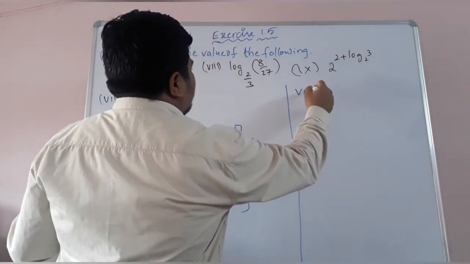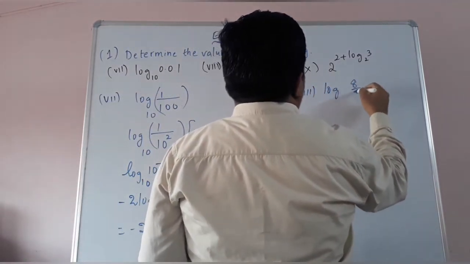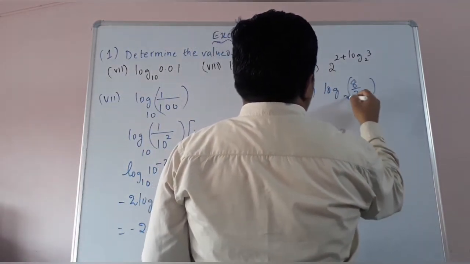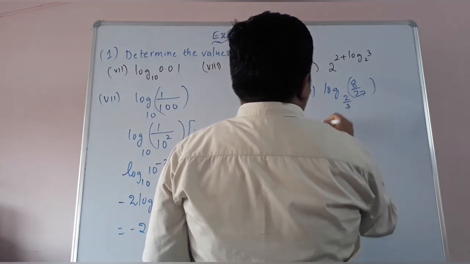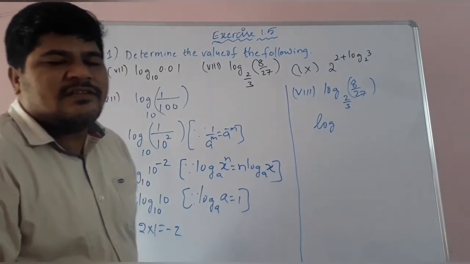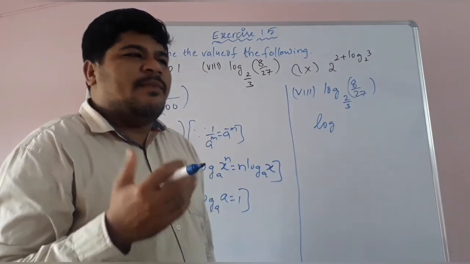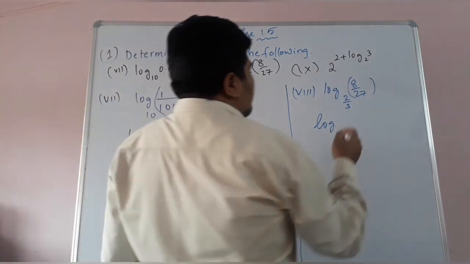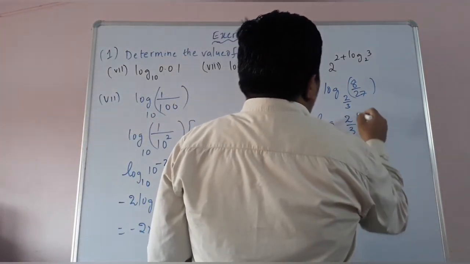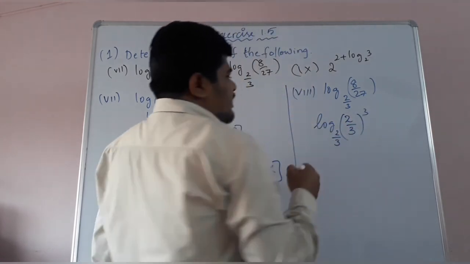Problem number 8. Log of 8 by 27 with base 2 by 3. Okay, so children, this 8 by 27 can be written as 2 cube by 3 cube, right? 8 can be written as 2 cube, 27 can be written as 3 cube. So a power n by b power m, is equal to what? a by b whole power m. So this 8 by 27 can be written as (2 by 3) whole power 3, and base 2 by 3.